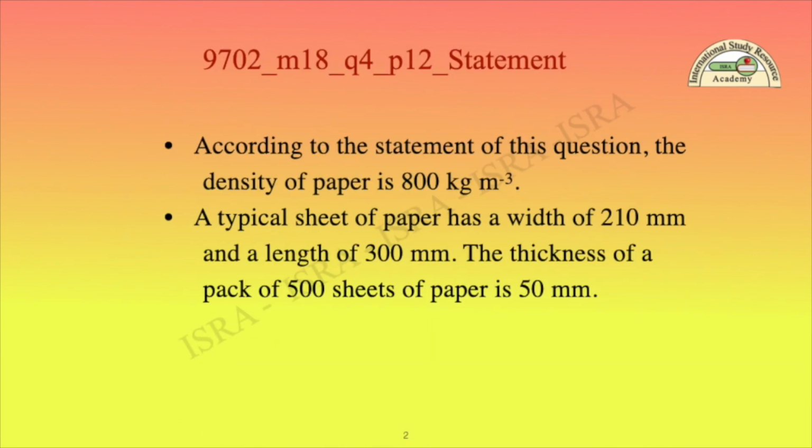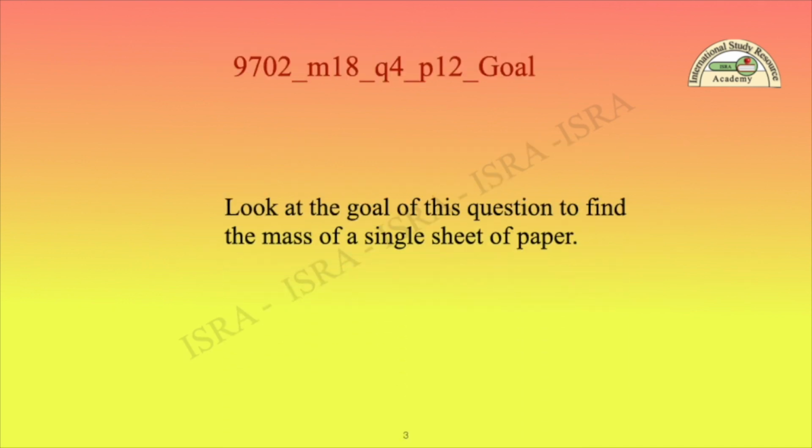According to the statement of this question, the density of paper is 800 kg per meter cube. A typical sheet of paper has a width of 210 mm and length of 300 mm. The thickness of a pack of 500 sheets of paper is 50 mm. Look at the goal of this question: to find the mass of a single sheet of paper.